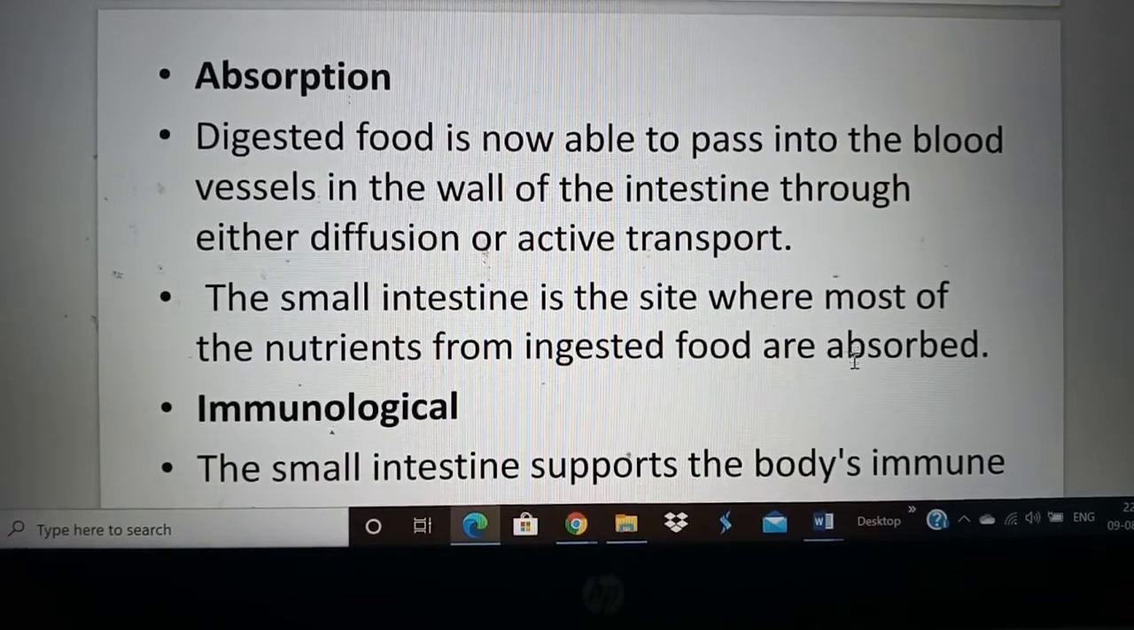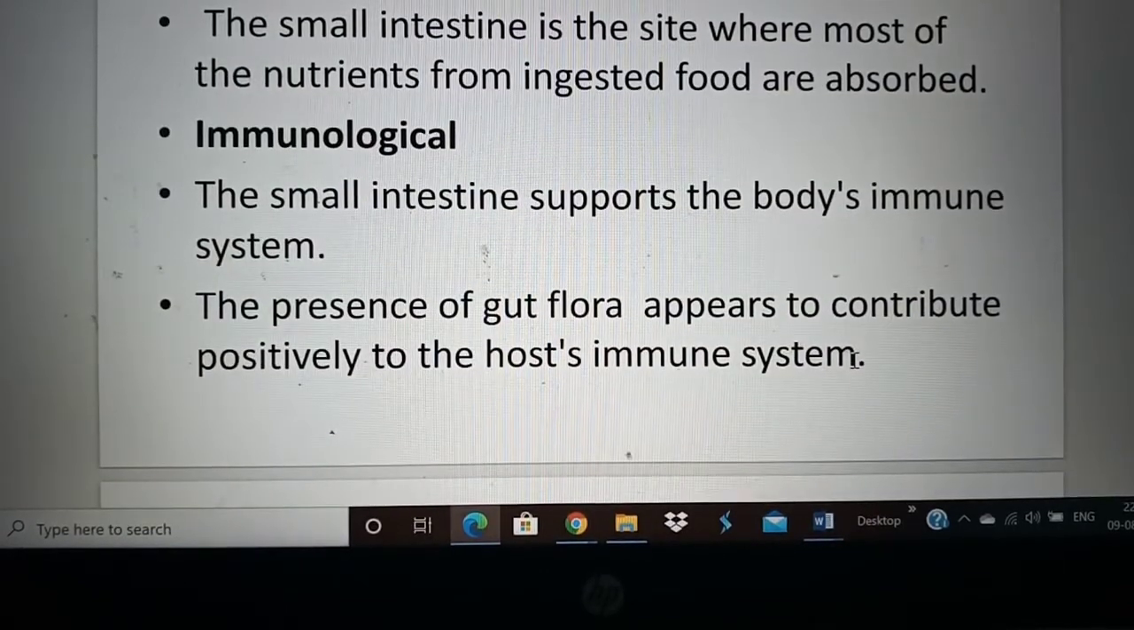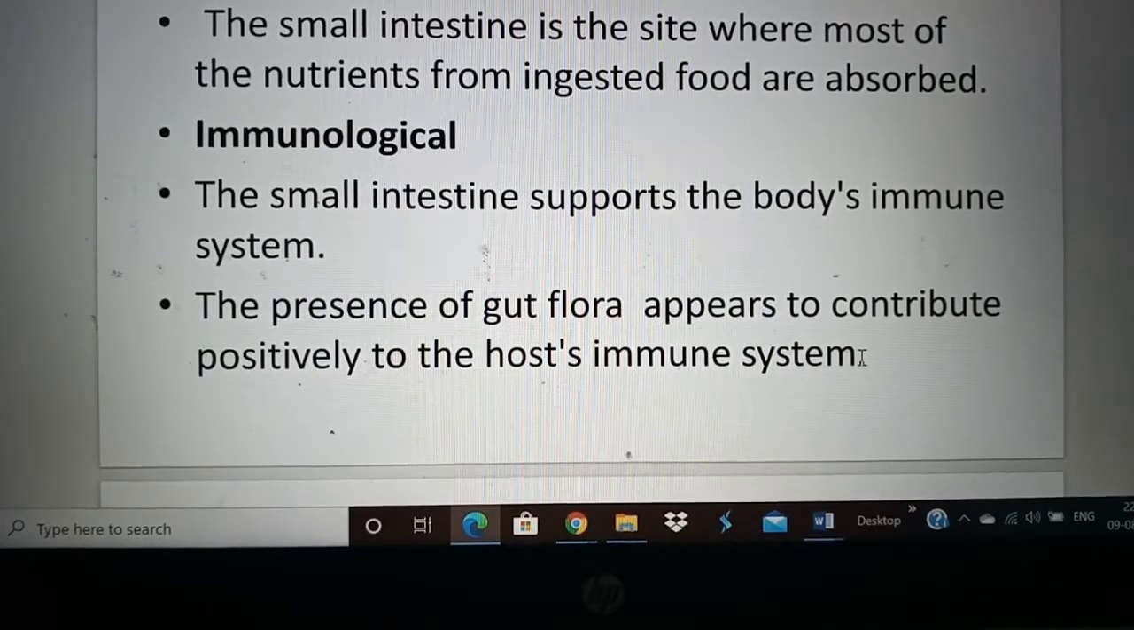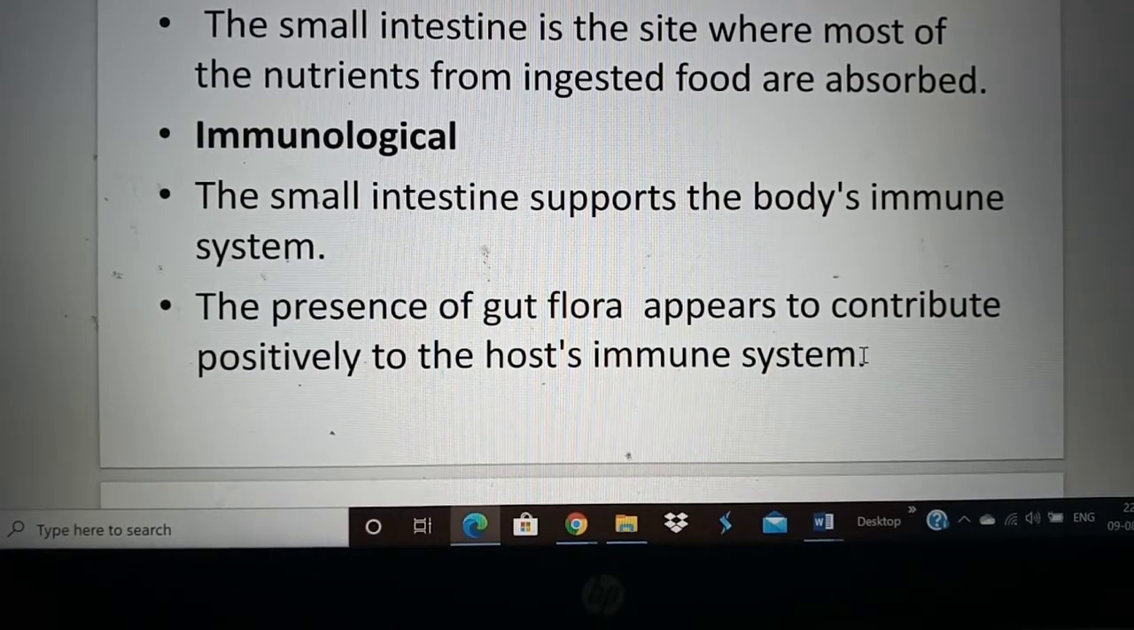And the third purpose is immunological. Here the small intestine supports the body's immune system. They have something called Peyer's patches. They provide immunity and they appear to contribute to the host immune system.